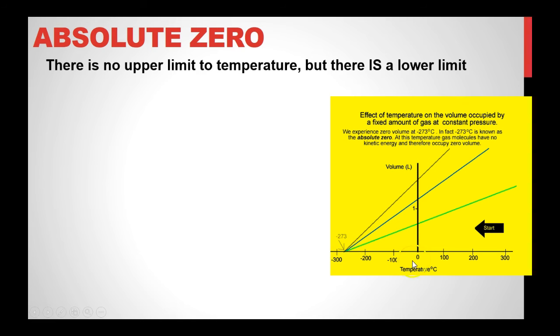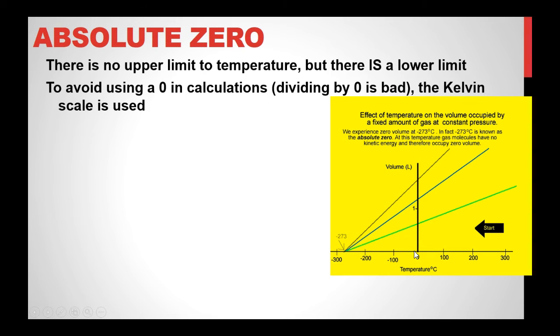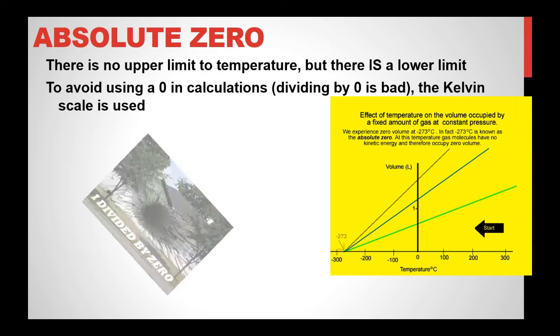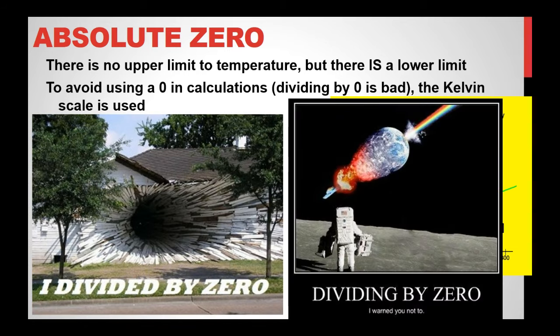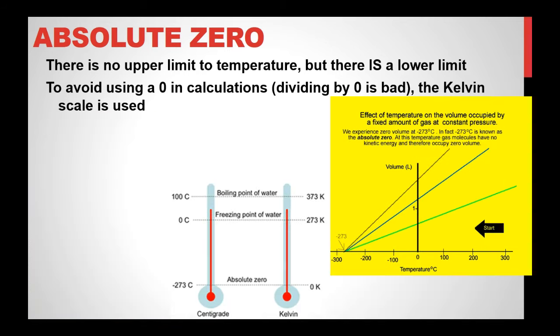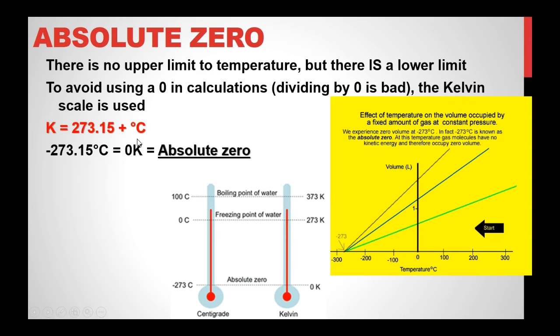Now, I'm going to get into problems here because I'm playing around with negative numbers, and that zero is going to cause a lot of problems. You don't want to use zero in a calculation. Dividing by zero is very bad. So we use a Kelvin scale where you can't actually hit zero. Kelvin is going to be Celsius plus 273.15. For our calculations, you don't need to worry about the 0.15. Just remember it's negative 273.